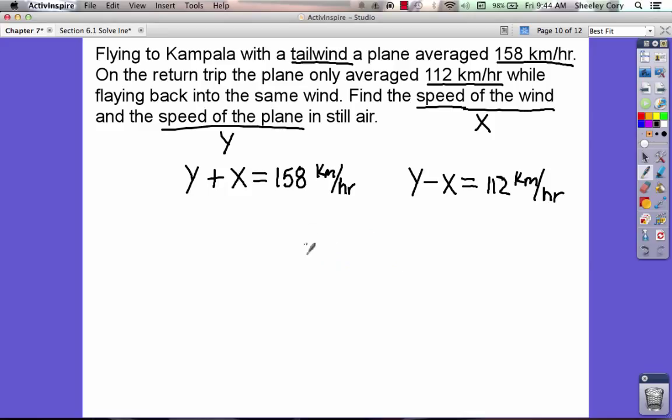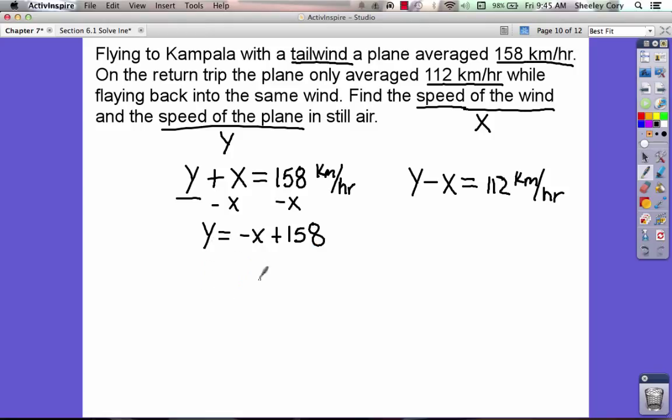Alright, so let's go ahead and look at this. I'm going to solve this equation for y. To do that, if I want to solve for y, I'm going to subtract x to the other side. So that's y equals negative x plus 158. So what that says is my y variable here equals this expression. Right? This is what y equals. This side here is the exact same as y.